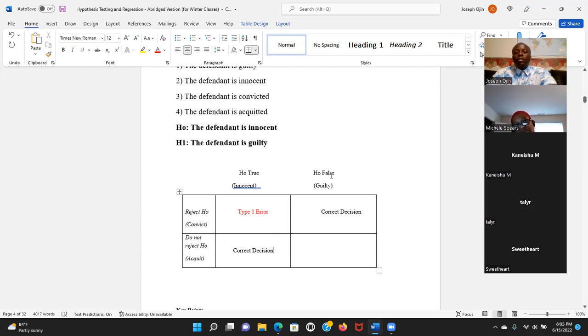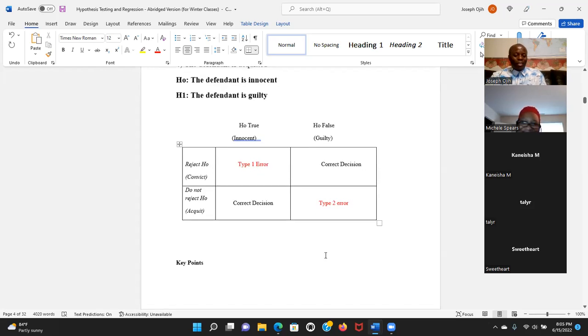Now, if he's guilty, the null hypothesis is false, and we do not reject it. That means we release a guilty defendant. We have committed type 2 error. That will give you a hint on what type 1 and type 2 errors are. Any question on this before I proceed? Confusing, huh? It's all right. Okay, good.